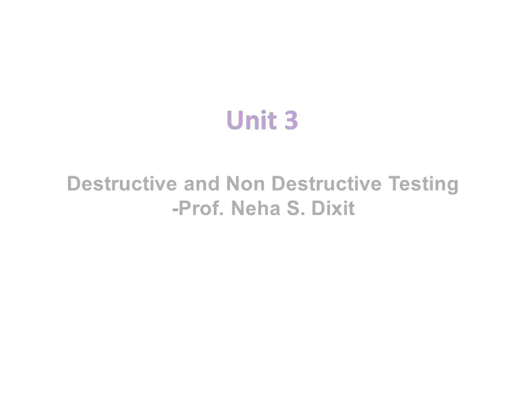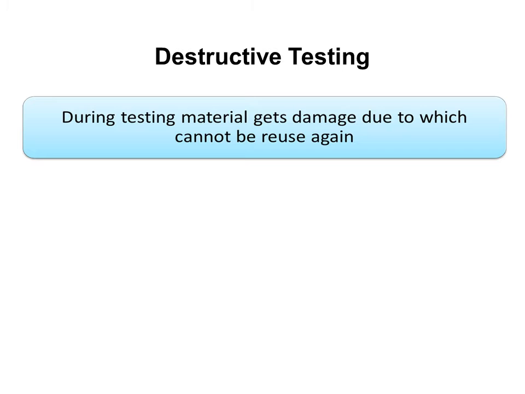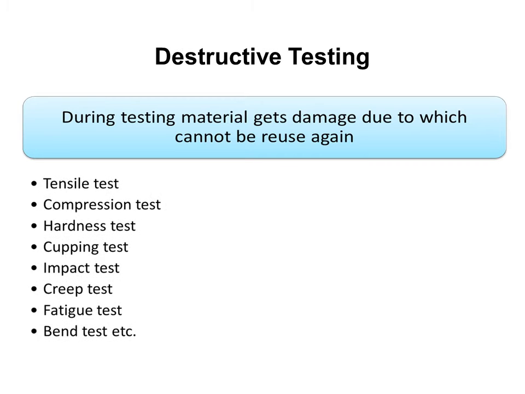First of all, what is destructive testing? During testing, the material gets damaged, due to which it cannot be reused again. That type of testing is known as destructive testing. Now, which are the destructive testings? Tensile test, compression test, hardness test, cupping test, impact test, creep test, fatigue test, bend test, etc. And these tests are included in your syllabus.